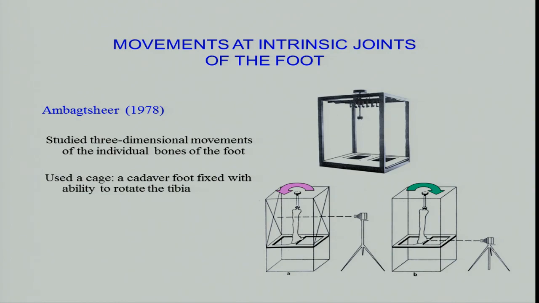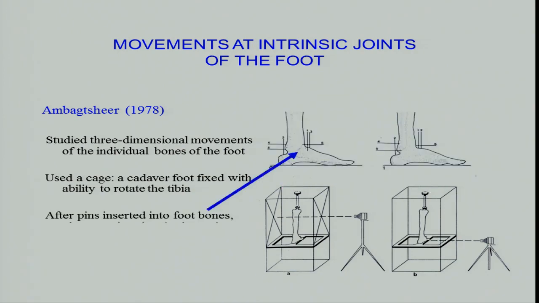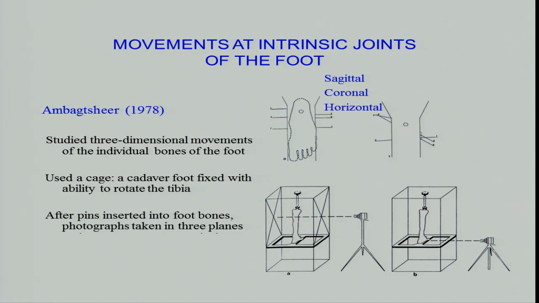And then he looked at the movements of the individual bones in the foot as he rotated the tibia from above. He put pins into the foot bones, which could be seen in all three planes, sagittal, coronal, and horizontal, and then he took photographs as he rotated the tibia. He could then measure the rotational movements in three planes of each individual bone.